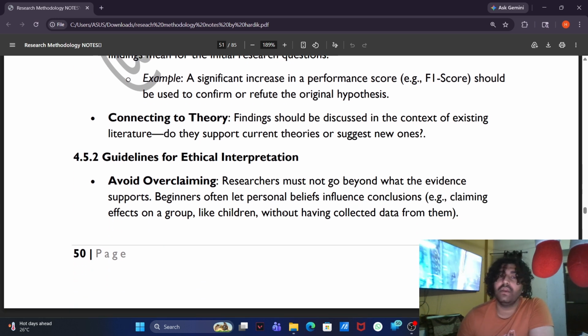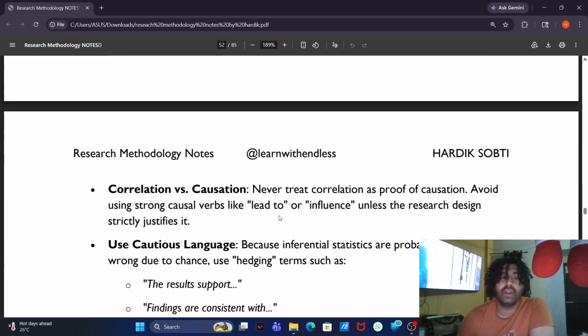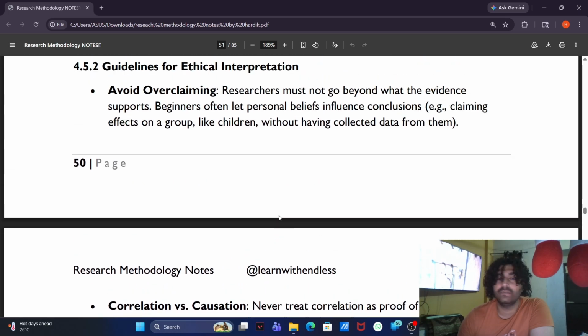Guidelines for ethical interpretation: avoid overclaiming, watch correlation versus causation, and use cautious language. Let's discuss them one by one. Avoid overclaiming. Researchers must not go beyond what the evidence supports. Beginners often let personal beliefs influence conclusions. Example, claiming effects on a group like children without having collected data from them.